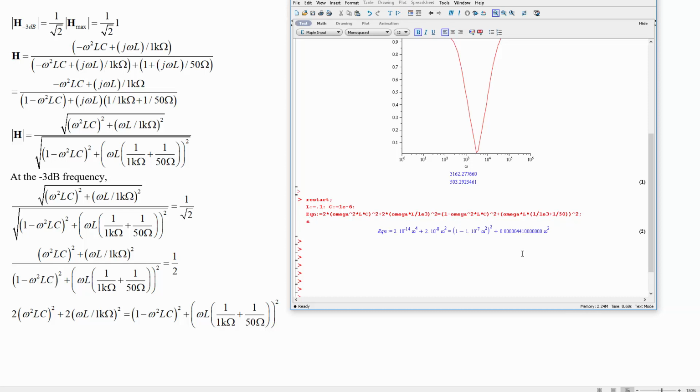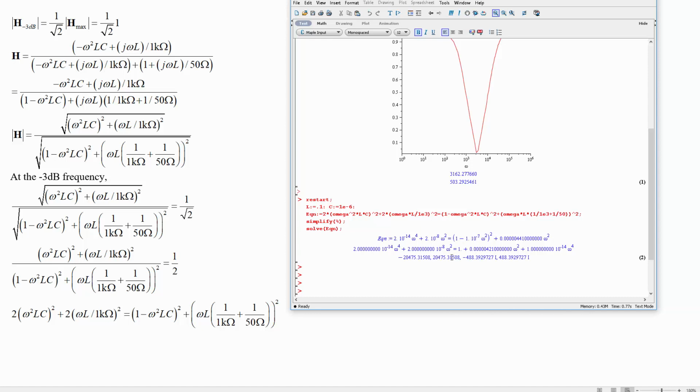Then we can simplify it, and we've got these e minus 14 times omega to the 4 terms, e minus 8. It's just an equation, keeping the left-hand side altogether and the right-hand side altogether. But we can try to solve this for omega. And we found a number of different roots here. However, these two are imaginary, so those aren't the ones that we're looking for. We're looking for a real frequency.